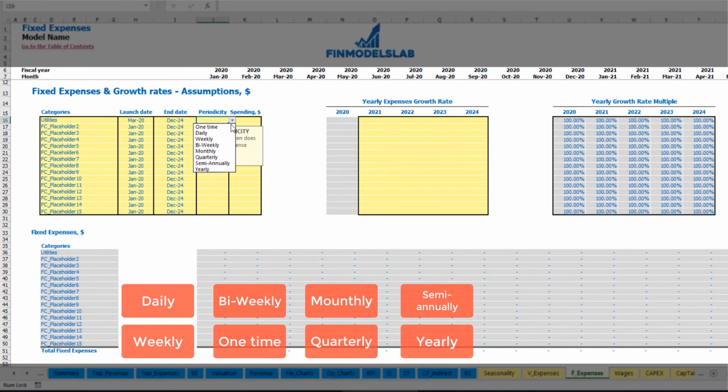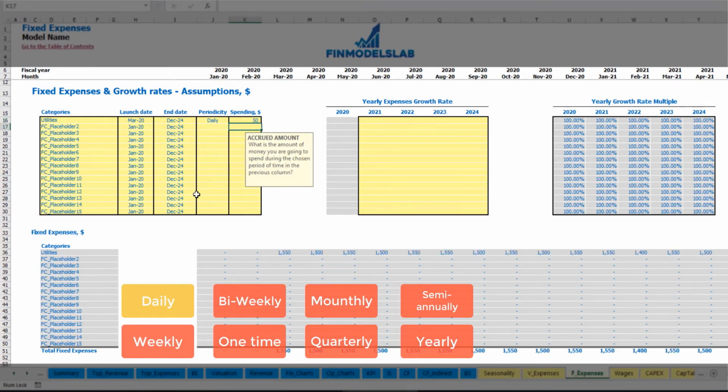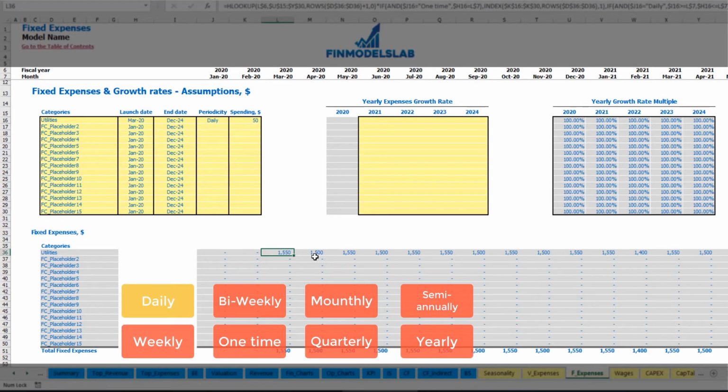Let's pretend periodicity will be daily with an amount of $50 per day. So you may see these amounts in here. It is calculated based on the count of days within this month. So obviously in March 20 you have 31 days, that's why you will have $1,550. In April you have 30 days. This means this will be $1,500.